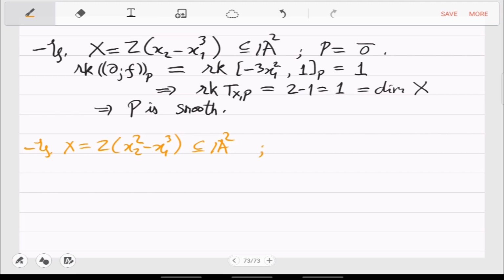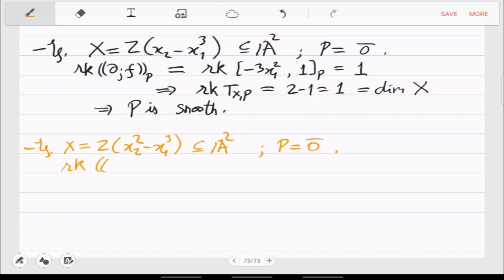So let's do the same thing here. x2 square minus x1 cube. So notice that we had shown before that this is actually birational to the affine line, which may hint that every point should be smooth on this. But what we will show is that it's not the case. We will actually show that this point is a singular point. It's not smooth. It's not simple.